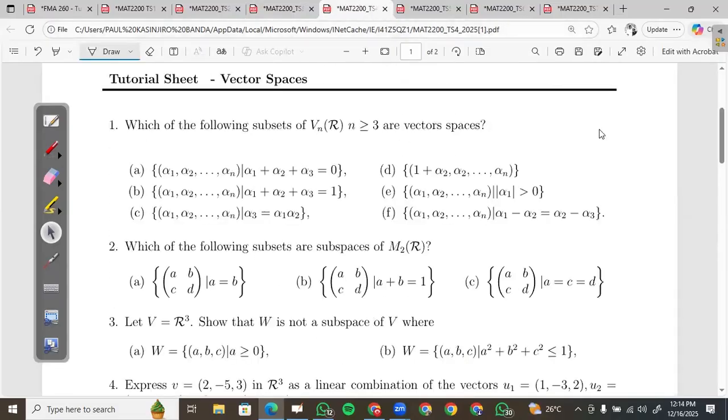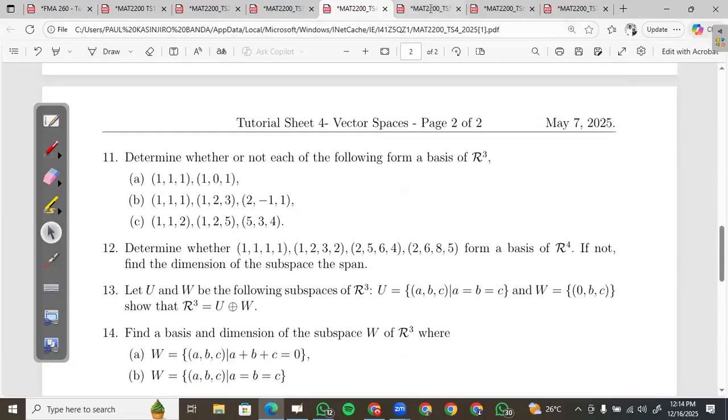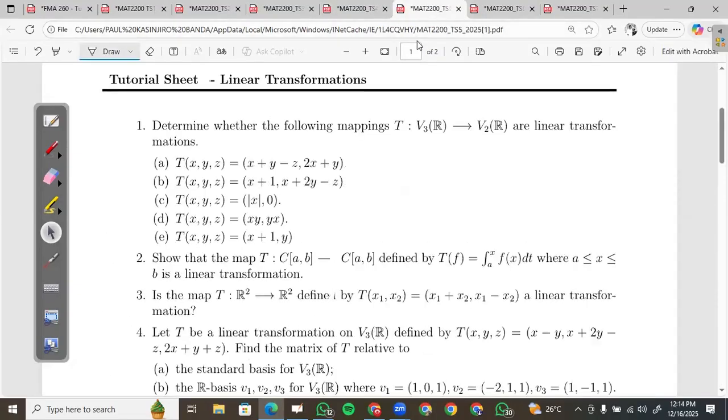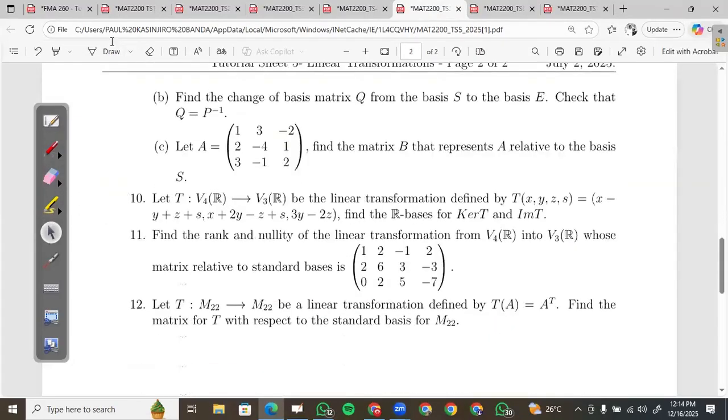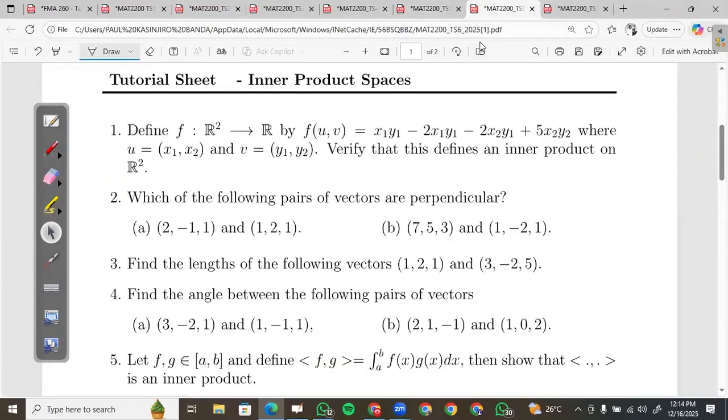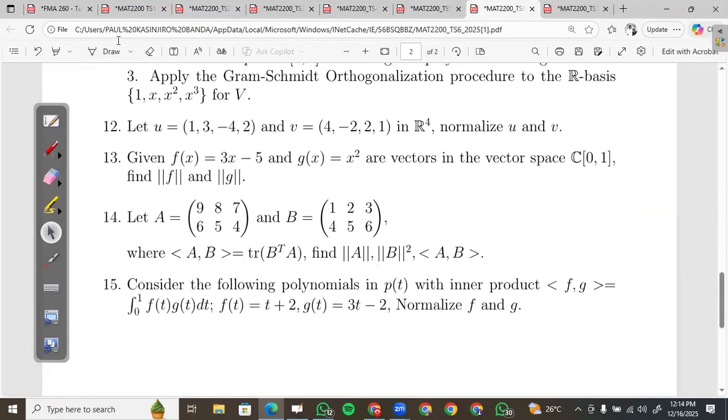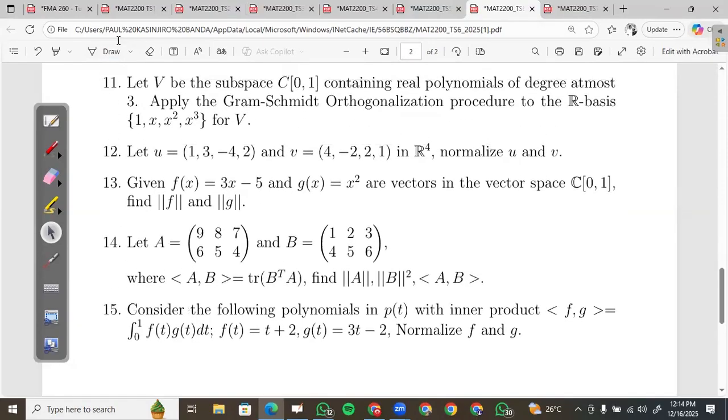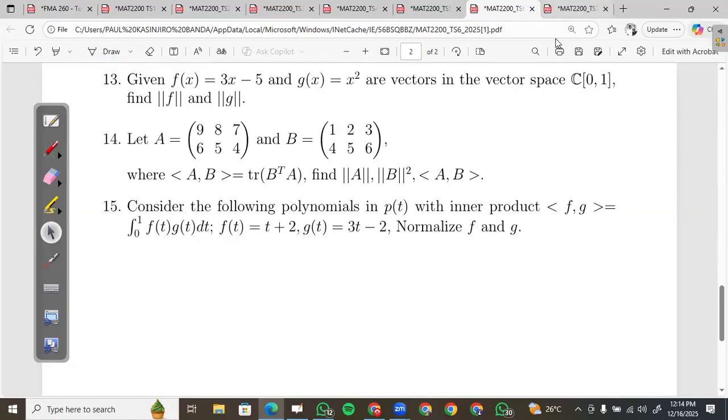We go to vector spaces. All these questions that you can see are also there to help you understand whatever you want to understand. Then linear transformations as well. We have some questions here that can help you understand. We go to inner product spaces, a topic also known as orthogonality. We have questions there that can help you, like applying the Gram-Schmidt orthogonalization procedure. We showed clearly in the video how to do that.